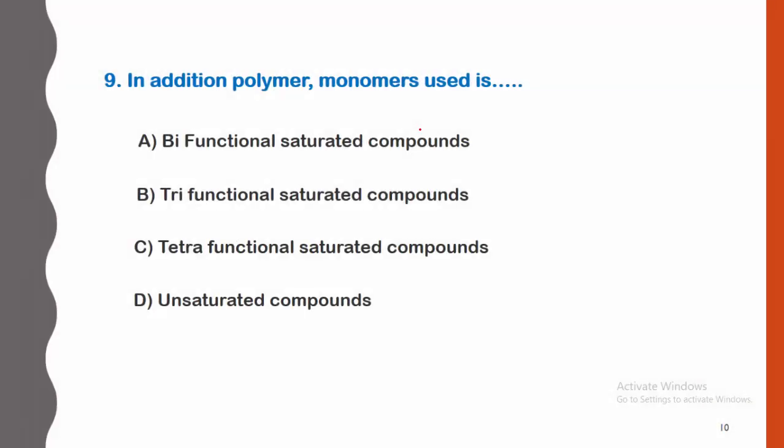Next, in addition polymer, what monomer is used? A, bifunctional saturated compound, B, trifunctional saturated compounds, C, tetrafunctional saturated compound, and D, unsaturated compounds. The right answer of this question is option D, unsaturated compounds. For any addition polymer, you must require the unsaturated compounds. Then and only then can unsaturated compounds be added one by one by the monomer. Therefore, unsaturated compounds can be used in the addition polymers.